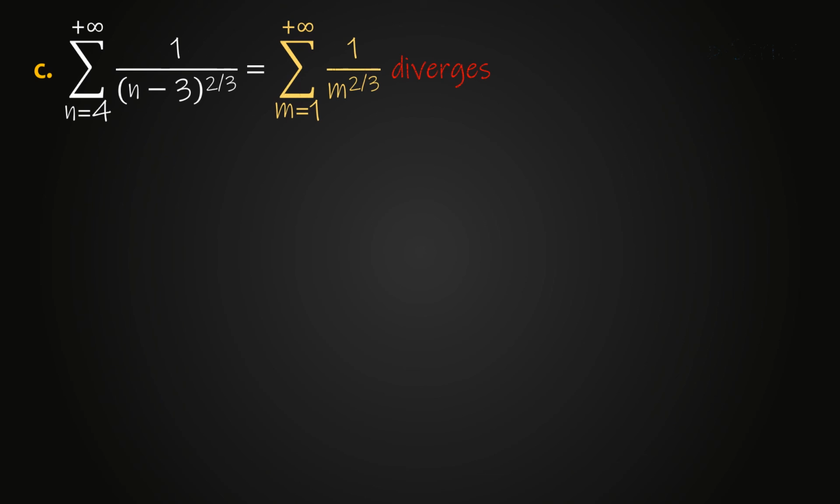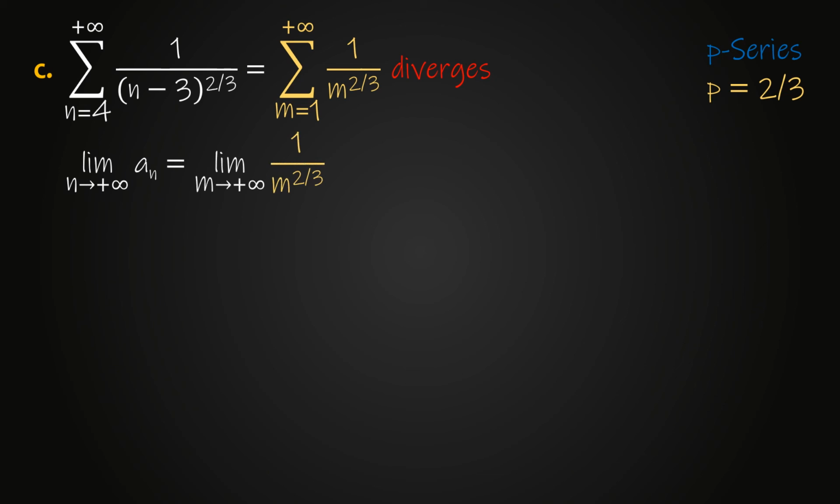C. We found out earlier that this p-series diverges, because p is less than or equal to 1. Take the limit of the general term. Recall a limit at infinity expression for a rational power greater than 0. Thus, the limit is 0, which means the terms of the series converge to 0.